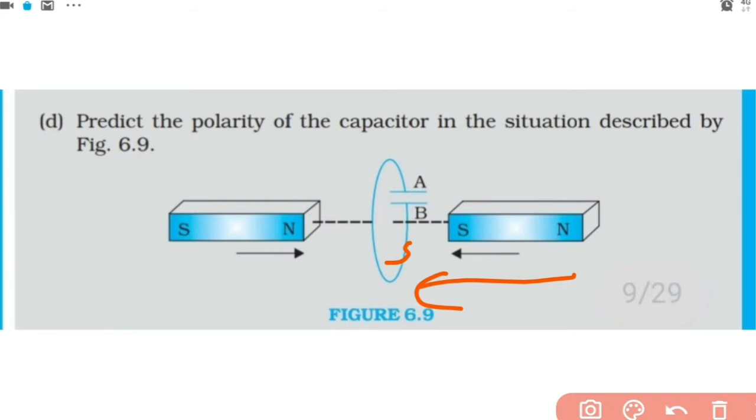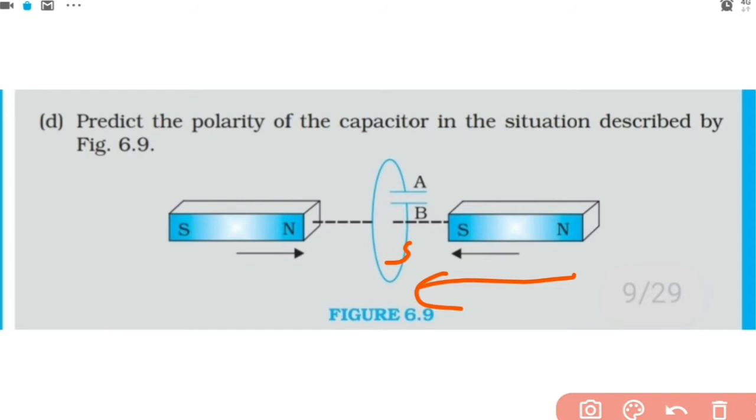Normally, when the direction of current is from B to A, we will say that B acquires positive polarity and A acquires negative. That's what we usually take. Current flows from positive to negative. That is the case of what? The source. That means you have a battery. From the battery, current starts such that the direction of current is from positive to negative. Here we don't have any battery. Here we have only induced current.